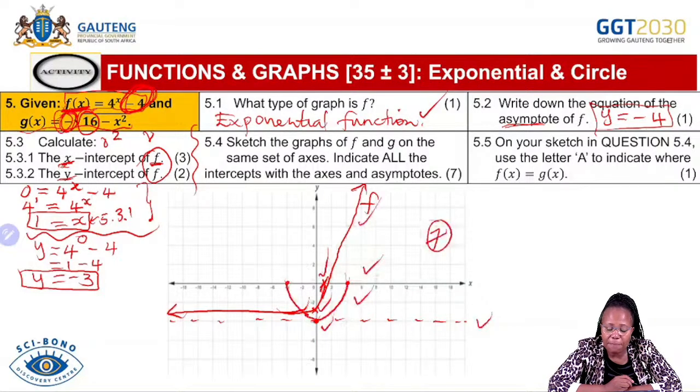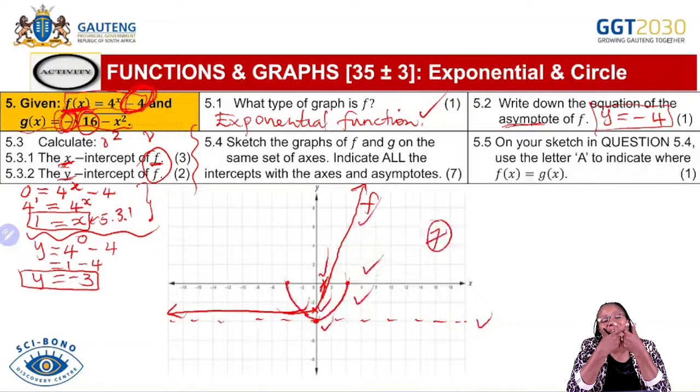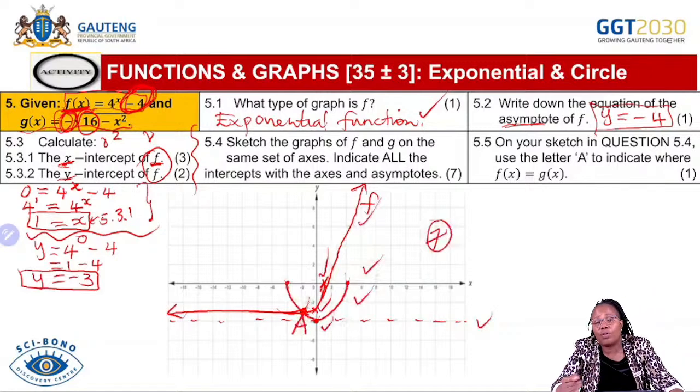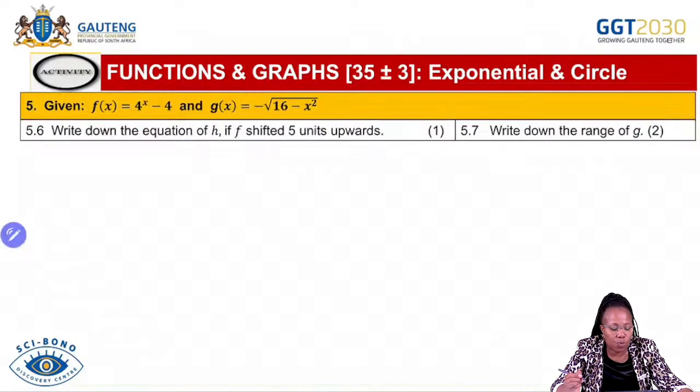And then 5.5 on your sketch in 5.4, the sketch that we have just drawn, use letter A to indicate where f is equal to g. The graphs are equal at the point of intersection. Can you see that they are intersecting here? We'll just put a letter A there to show that they are intersecting. Then you'll get your extra 1 mark for that one.